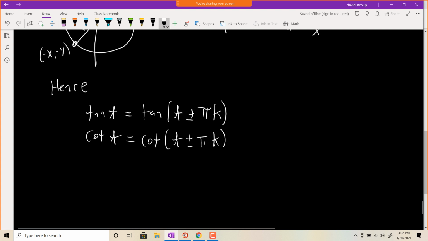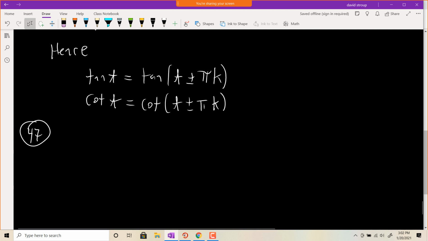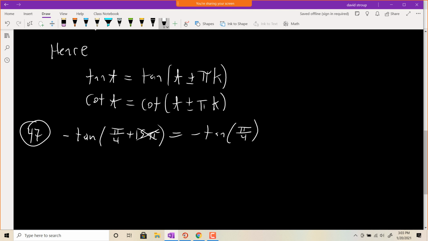Okay, so some examples then from the book, where this is what you're going to be tasked with doing. Evaluate the tan of pi over 4 plus 15 pi. Okay. And as long as it's a multiple of pi, you can just cross that part out and rewrite it as tan of pi over 4. From above, tan of pi over 4 is just 1.